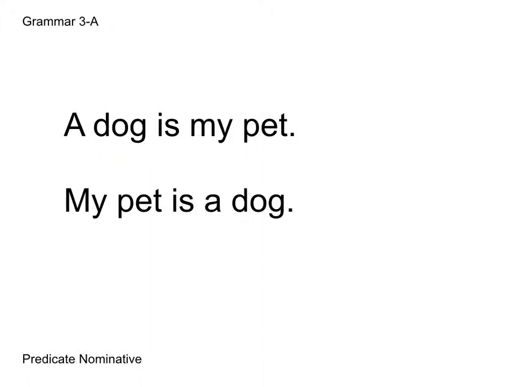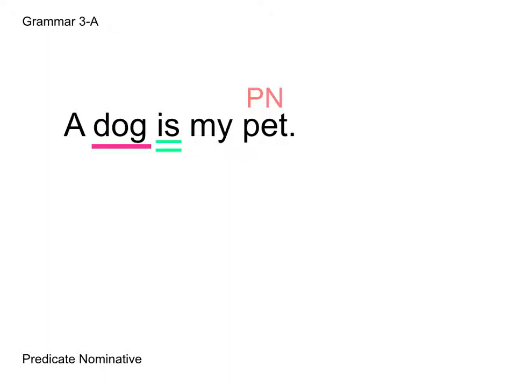So let's look at this as if we were going to inverse this. So we have a dog is my pet, my pet is a dog. Notice that we have changed the sequence of dog to be the predicate nominative and pet to be the subject. But if you look at the two sentences, they still mean the same thing. So then what are we going to have? We're going to have dog as the subject, is as the verb, and then pet as the predicate nominative.